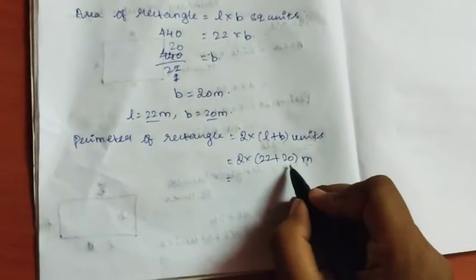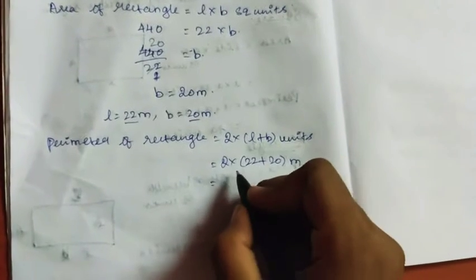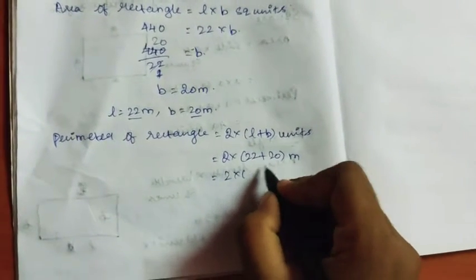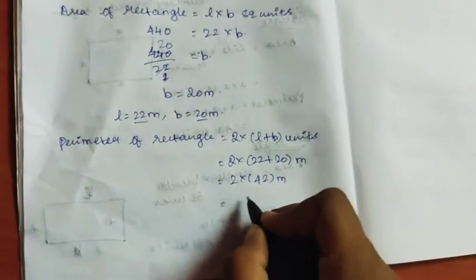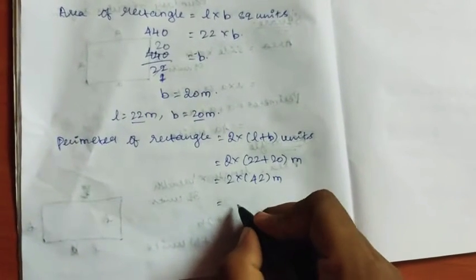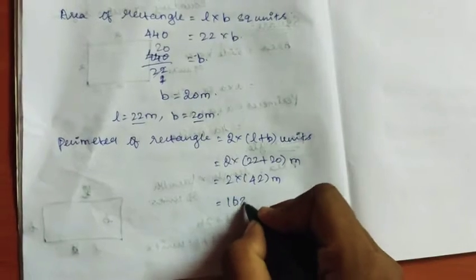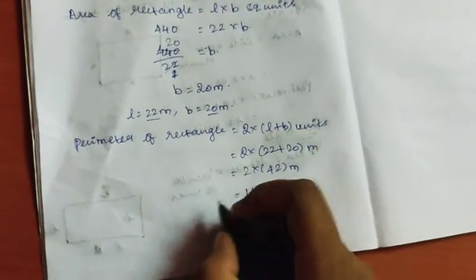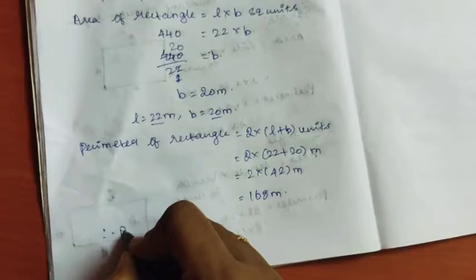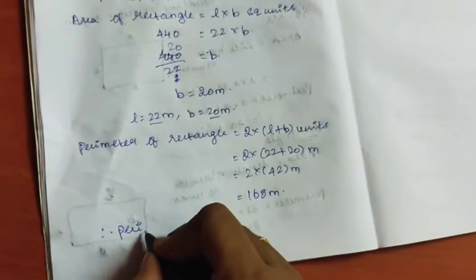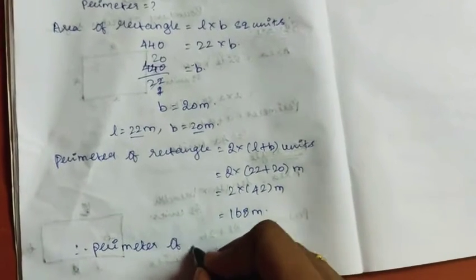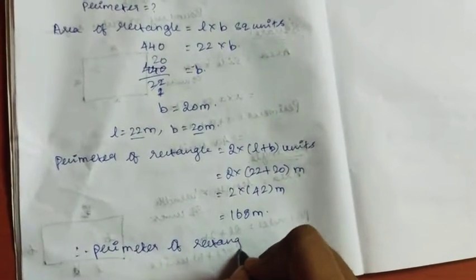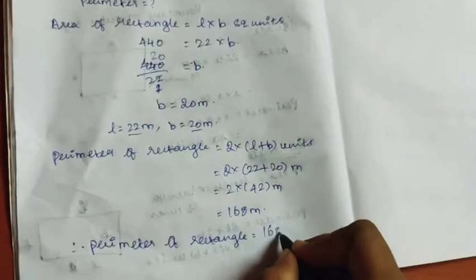So 22 plus 20 is equal to 42. 2 into (20 plus 22) equals 2 into 42 meter. When we multiply 2 with 42, we get 168 meter. So we got the perimeter of the rectangle as 168 meter. We solved the sum.